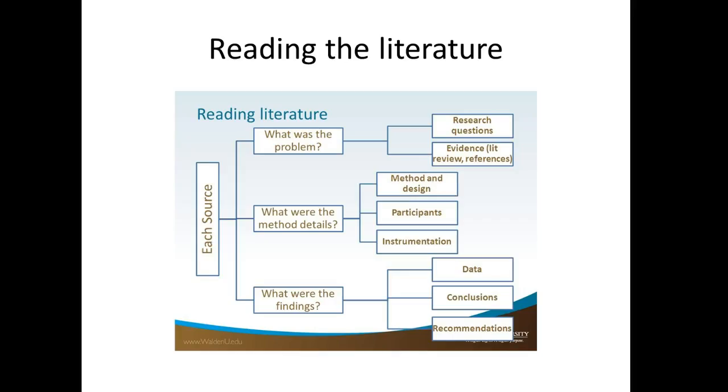As you're reading your articles, this is how you synthesize your information and determine what information you want to actually use, like whether or not you want to use this article or not. So for each source, you can see over here, what was the problem? What questions did they ask? What was the evidence? What were the methods, the participants, instrumentation, and then what were the findings? What was the data? What were their conclusions? What were the recommendations? As you do that for each article that you read, it really helps to make a table and write all this stuff out in a table.